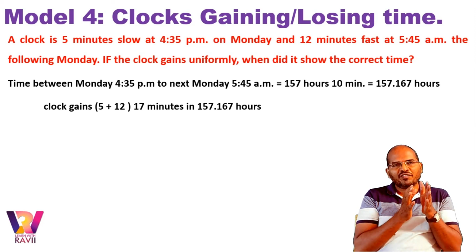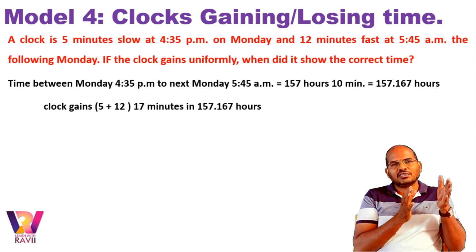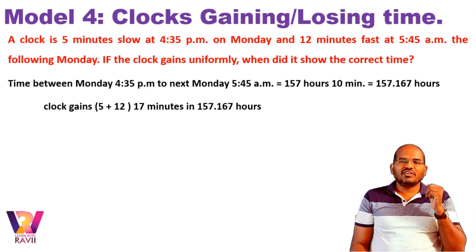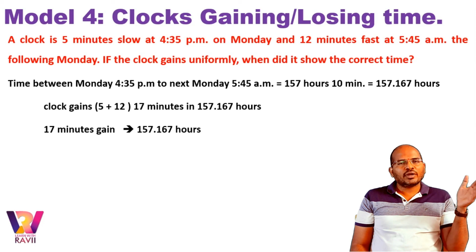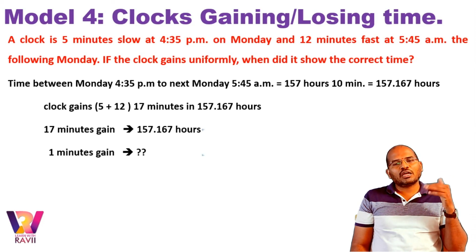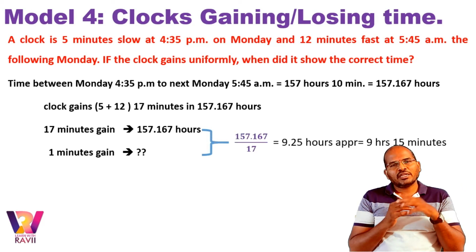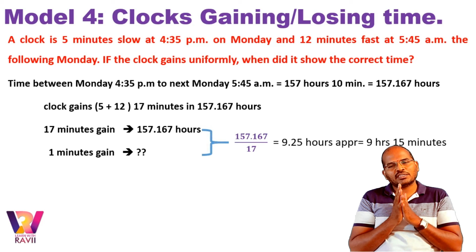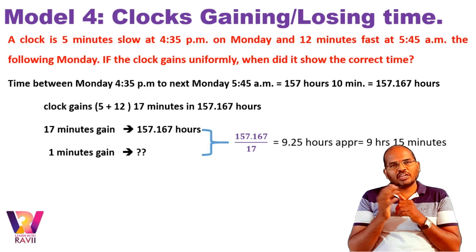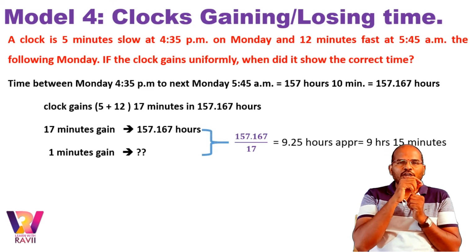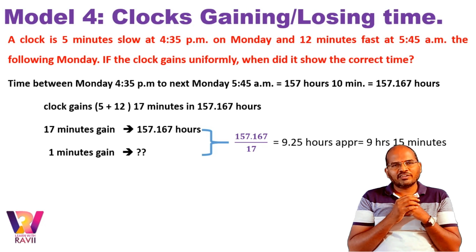So in 157.167 hours, the clock gained how much? 17 minutes. So if 17 minutes gain requires 157.167 hours, to gain 1 minute, what is the time required? So simple math, the time required to gain 1 minute is 9.25 hours, which is 9 hours 15 minutes. I converted 0.25 hour into minutes. I got 9 hours 15 minutes.